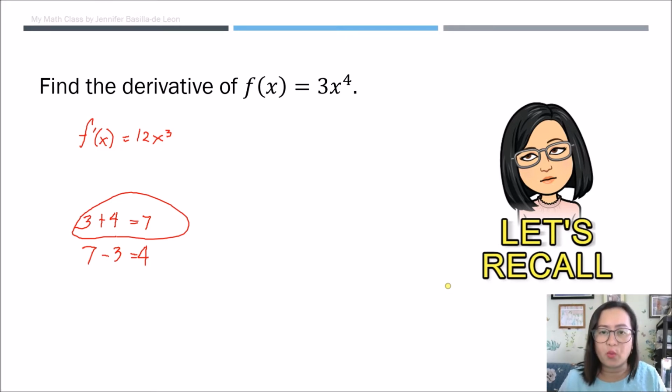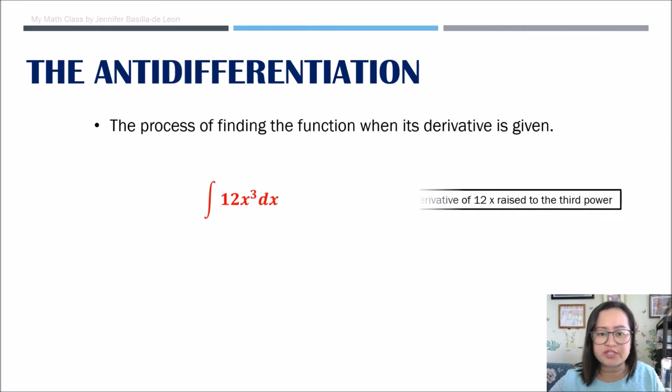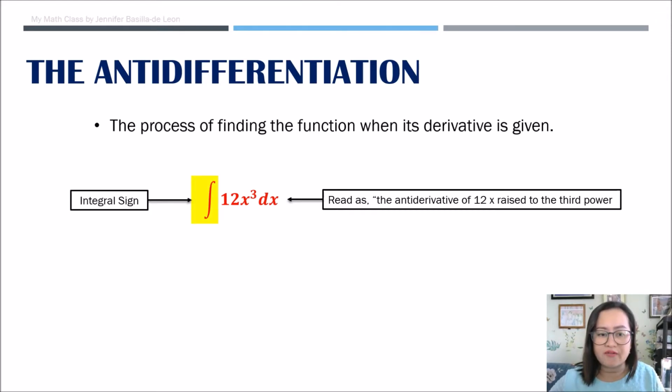In finding whether we got the correct form of the derivative of the given function, we also have to undo the process, and that process is called the anti-differentiation. Anti-differentiation is the process of finding the function when its derivative is given. Let's have first how to read this expression. This expression is read as the antiderivative of 12x raised to the third power, wherein we have the integral sign and the integrand.